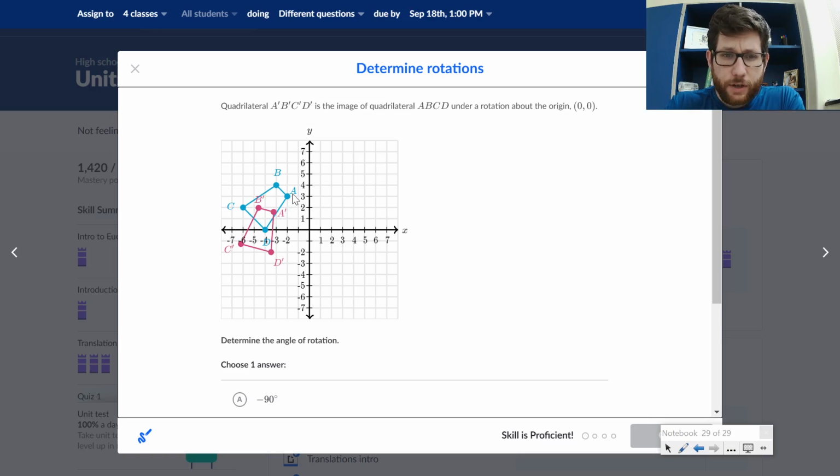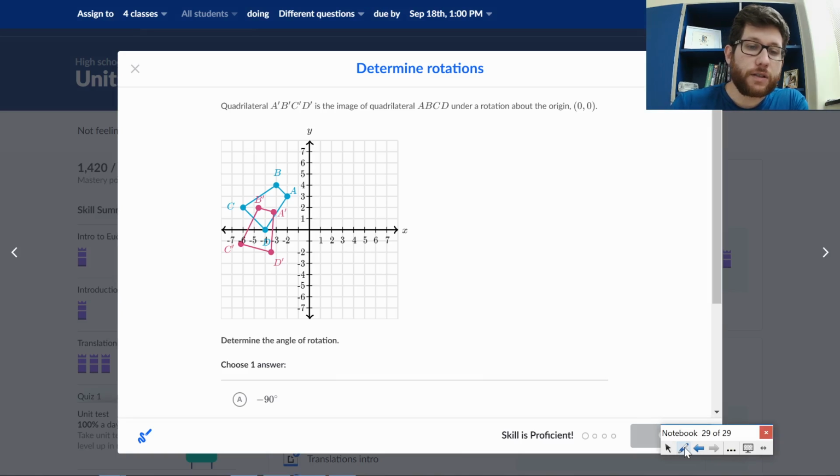So I have this rotation here. I have A, B, C, and D. And remember, the primes mean that's my new shape. So what I want to do is rotate that. It tells me it's rotating about the origin. So I can kind of imagine it rotating around like this.